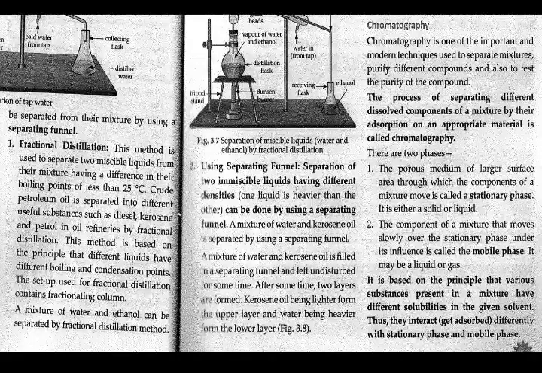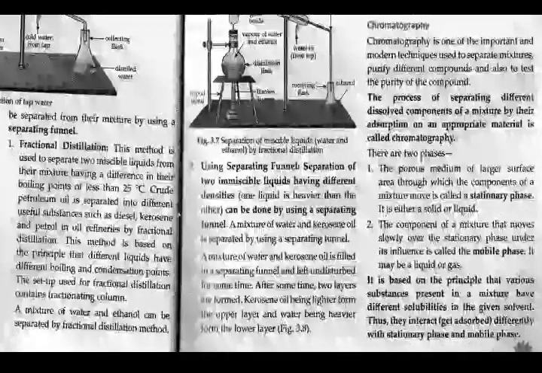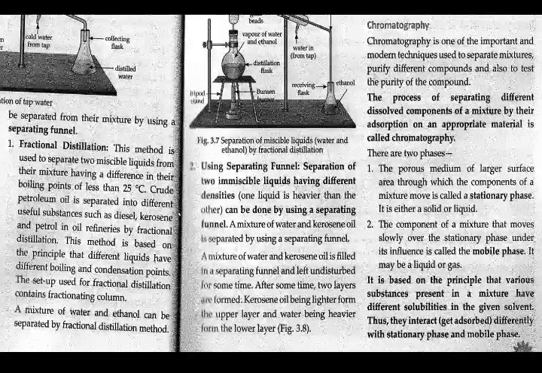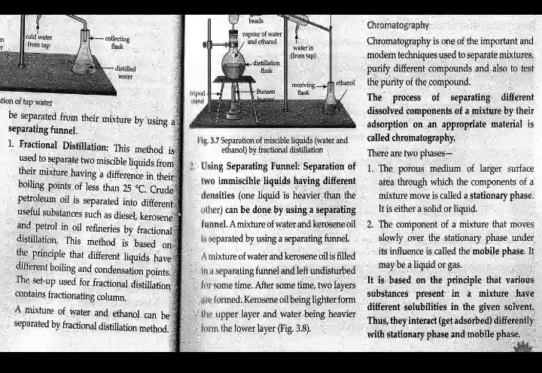So there are two phases. The first one is the porous medium of larger surface area, like the different types of filter papers we are using for the process of chromatography. The one given in your book is paper chromatography, and we are using Whatman filter paper. So it's a porous paper of large surface area. The pores are very fine, and through this the components of a mixture move. This is called a stationary phase.